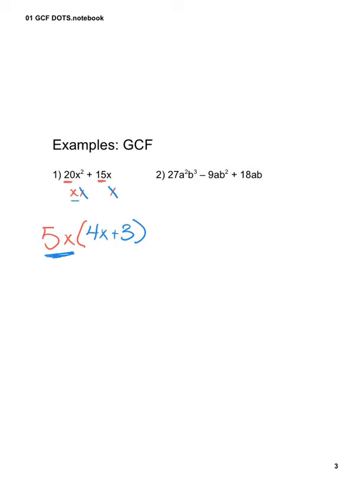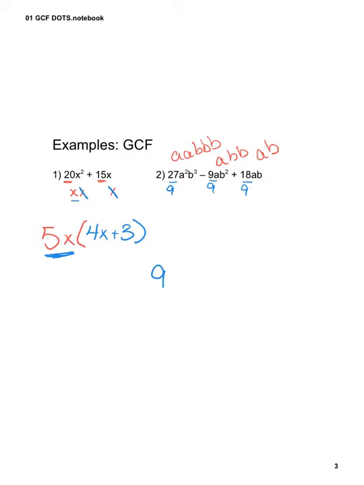If I look at the second example, first we're going to look at the numbers. I have a 27, a 9, and an 18. The biggest number that goes into each of them is 9. So I'm really dividing each of these by 9. Now if I look at the letters, a squared b to the third means AA, BBB. AB squared is really ABB. And the last one is just an A and a B.